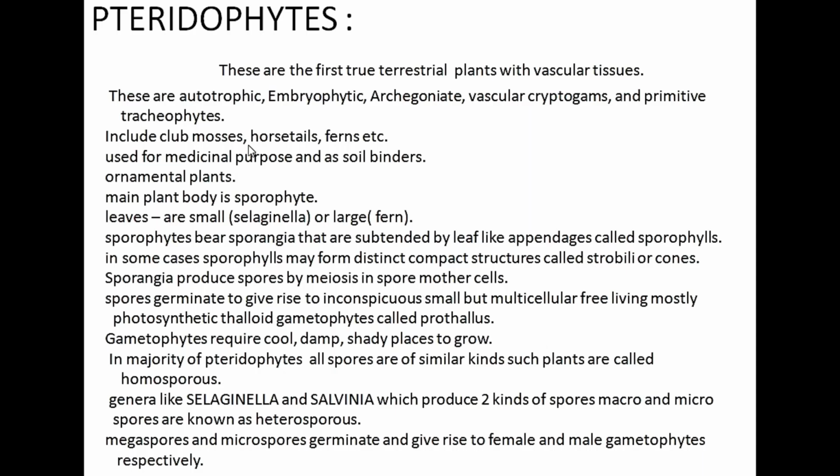So hello everyone, here comes part 2, the pteridophytes. The pteridophytes are the first true terrestrial plants with vascular tissues, and these are autotrophic, which prepare their own food. These are embryophytic, which has embryos in their sexual reproduction, and these are archegoniate, vascular cryptogams, and primitive tracheophytes. Primitive tracheophytes are nothing but the first living forms of the world, and these include the club mosses, horsetails, and ferns.